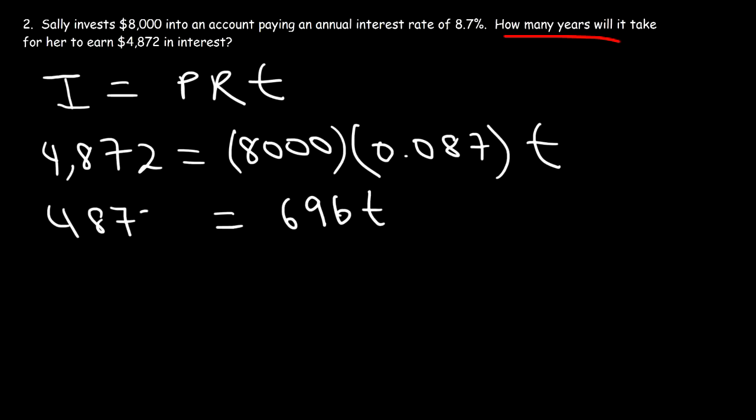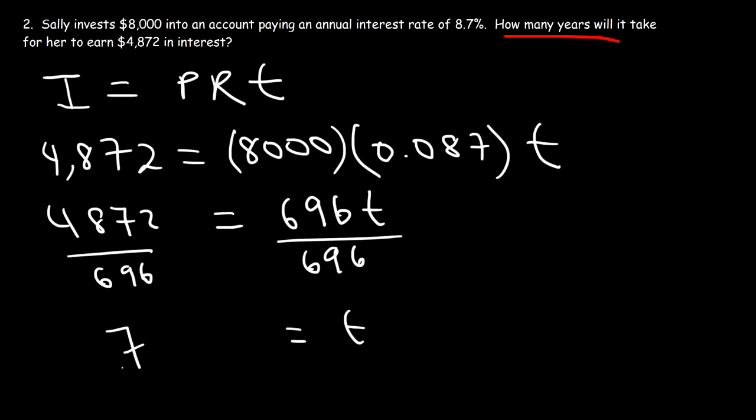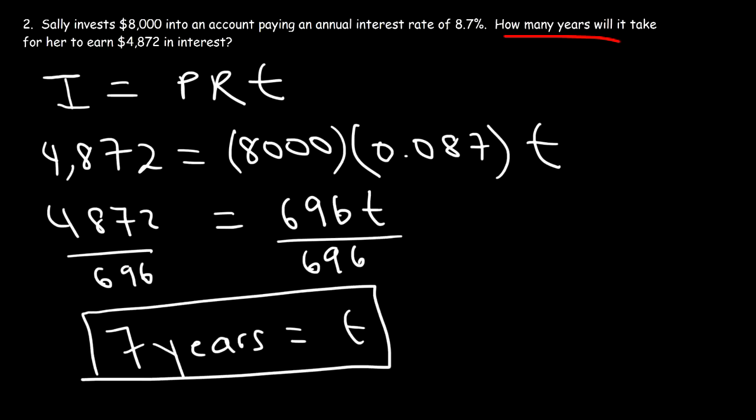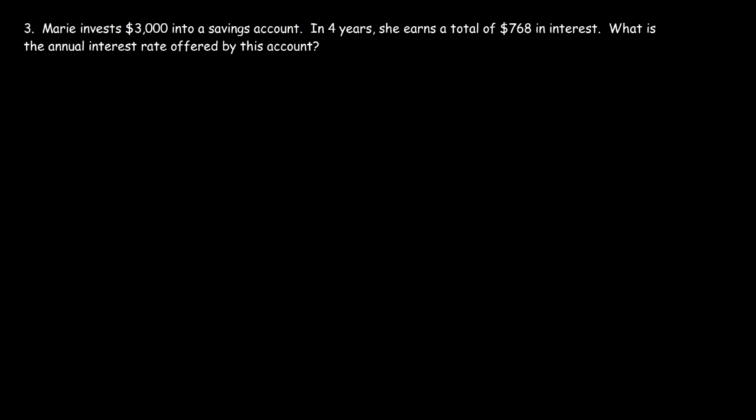Now the next thing we need to do is divide both sides by 696. So 4,872 divided by 696 is 7. So therefore, it's going to take her 7 years to earn $4,872 in interest if she invests $8,000 into an account paying an annual interest rate of 8.7%.